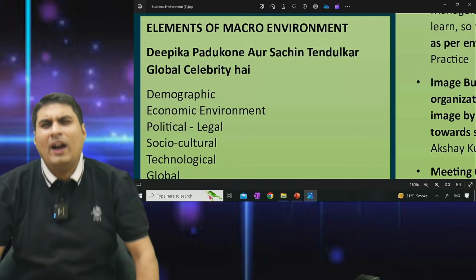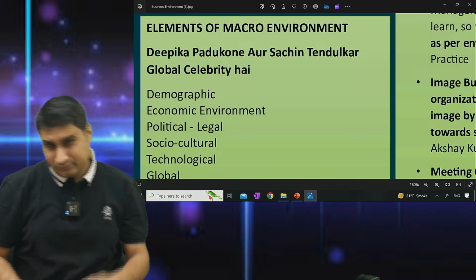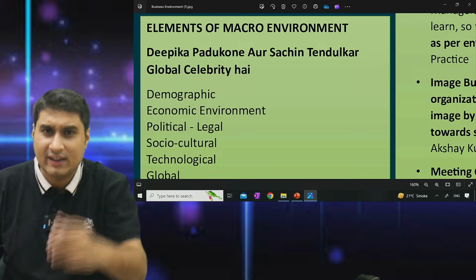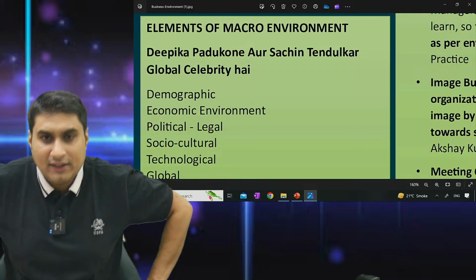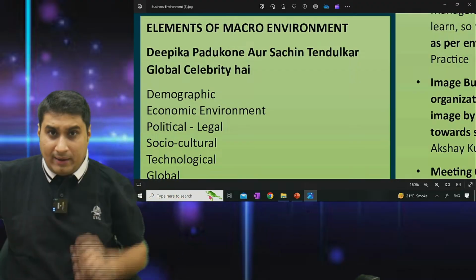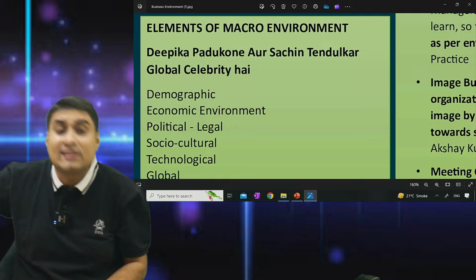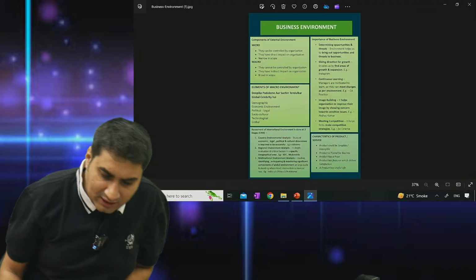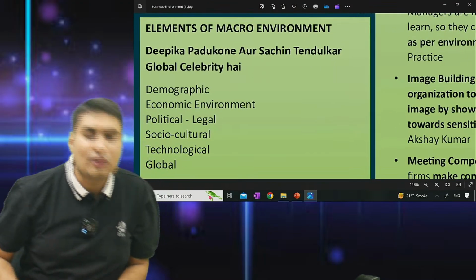Deepika Padukone and Sachin Tendulkar are global celebrity. This is a Hindi technique, but we can convert it in English. We are champion. Deepika Padukone and Sachin Tendulkar are global celebrity. One more time.